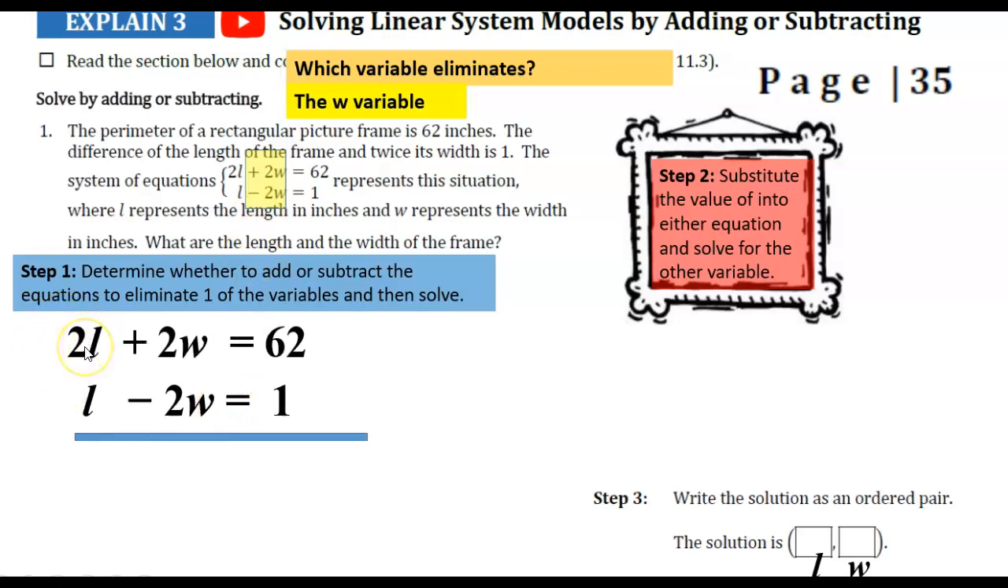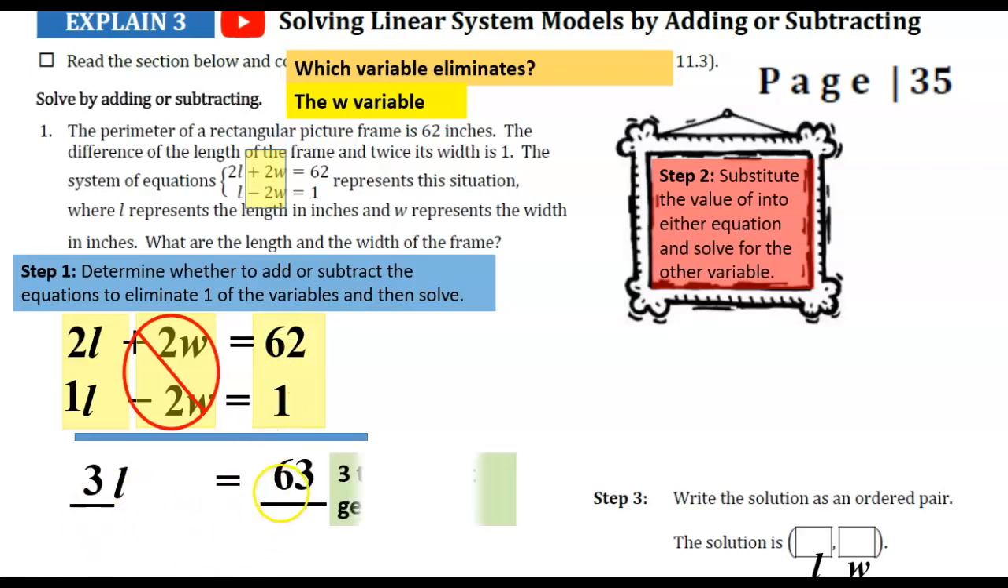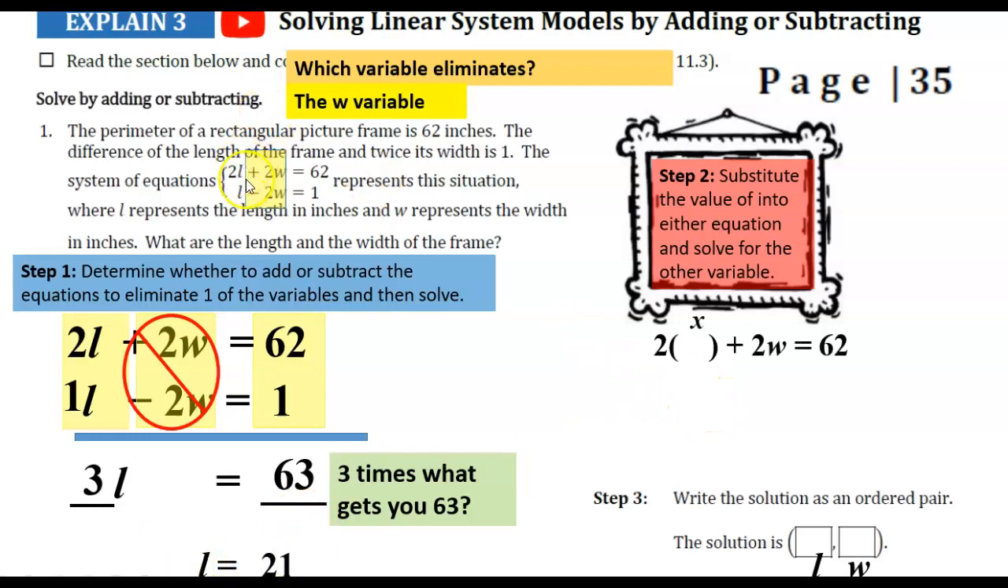What is essentially 2L plus 1L? If it helps, put that one in. So 2 plus 1 would be 3. The W's would cancel out. Here I have 62 plus 1, which would be 63. So think about it. What times 3 gets you 63? 21. So again, you can use either equation, top or bottom.